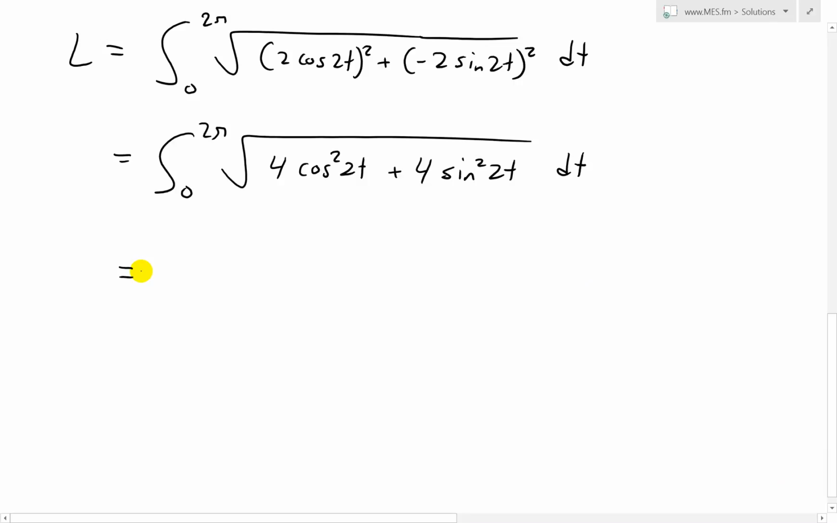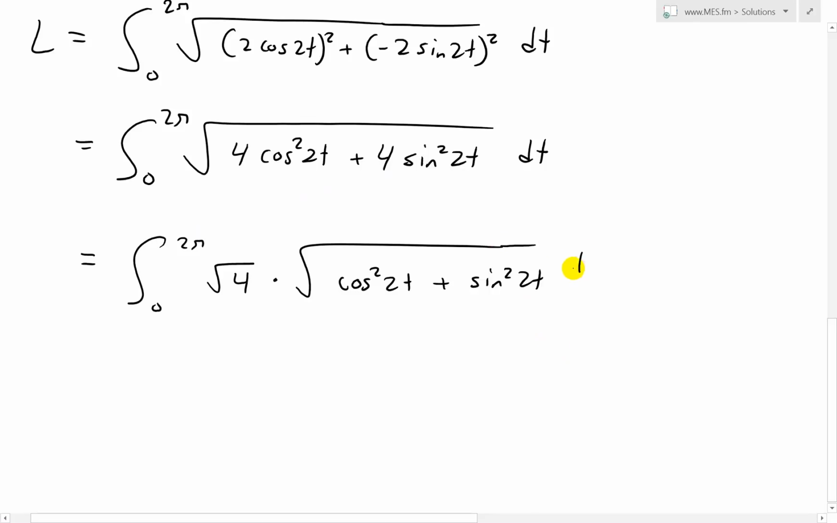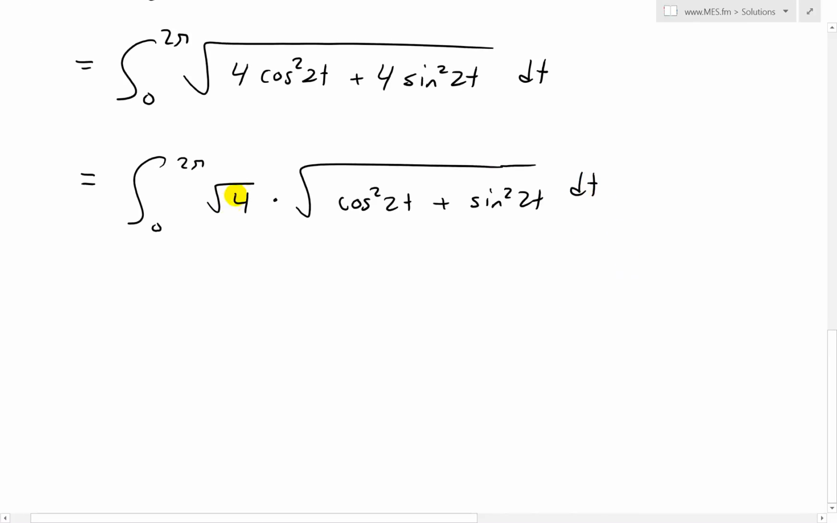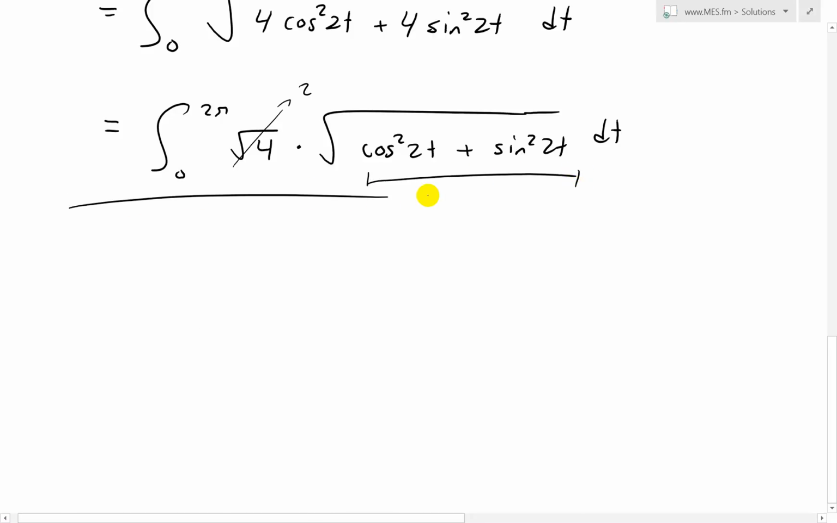So what we end up having is an integral from 0 to 2 pi. Factoring it out, we have the square root of 4 times the square root of cosine squared 2t plus sine squared 2t, dt. We just take the 4 out of it, and the square root of 4 is just 2. And now we can apply the Pythagorean trig identity.